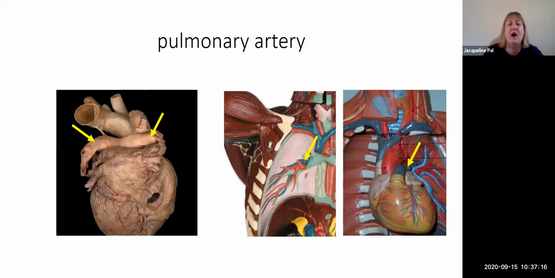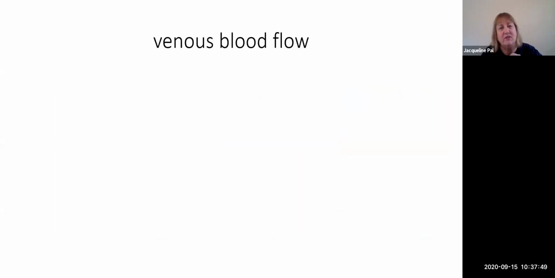Okay, continuing on, I know you've already learned about the pulmonary artery, the right and the left pulmonary artery on the heart, but also when you're looking in the chest, especially when there's no heart in the chest, please remember that the pulmonary artery contains deoxygenated blood because it's carrying arterial blood to an organ system. It's going to the lungs to pick up oxygen. Therefore, it's going to be a blue structure. That's it for the arterial blood flow.